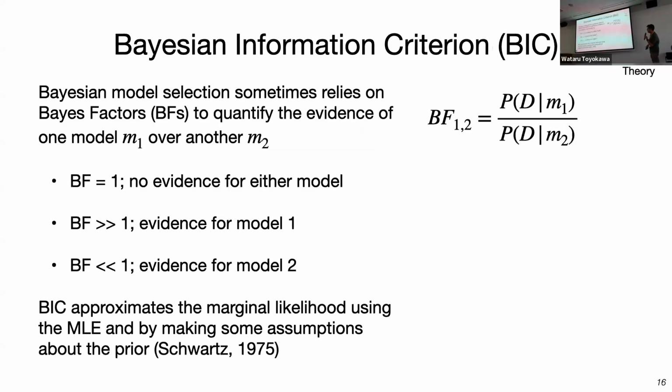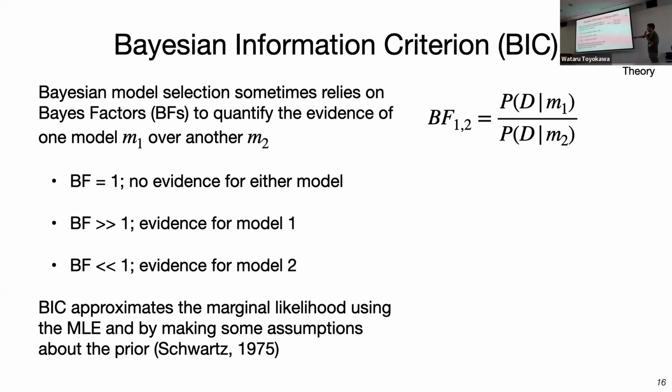Okay, so let me try to give you the theoretical interpretation of BIC. Bayesian model selection often relies on something called the Bayes factor as a way to quantify the evidence of one model over the other model. Okay, so it's the probability of the data given model 1 over the probability of the data given model 2. This is the general theoretical approach that Bayesian model selection is trying to take. And in this ratio, if this is equal to 1, both models are equally good, right? There's no evidence for either model.